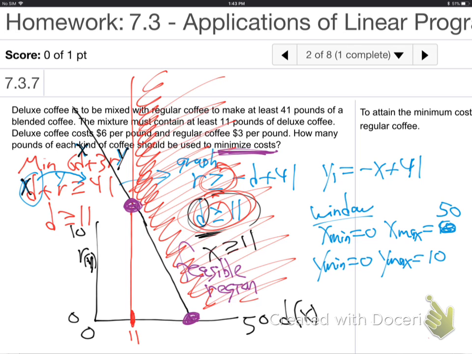Whoever's lower, minimum, lower, wins, is the best way to make the coffee plan at the cheapest cost. Does that make sense? So let's find those coordinates. What's the coordinates of this point? I mean over and up, right? When I say coordinates, I mean two things.